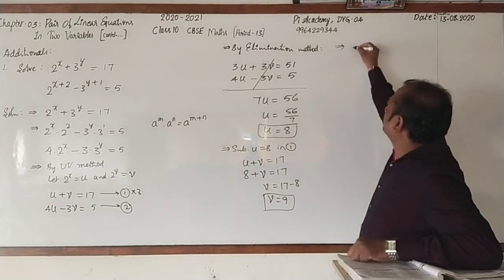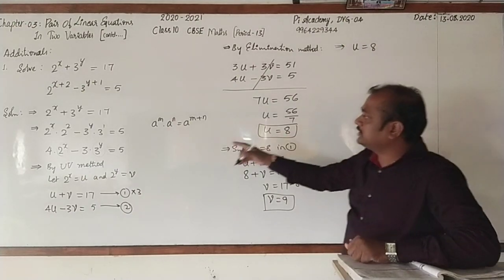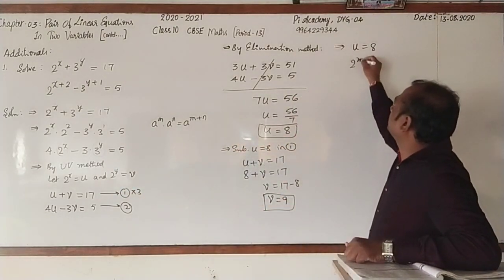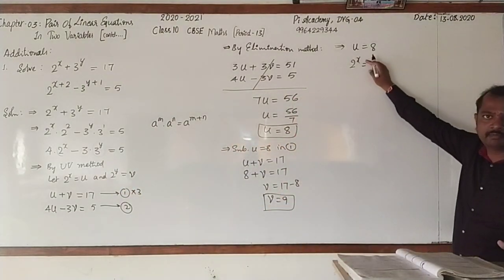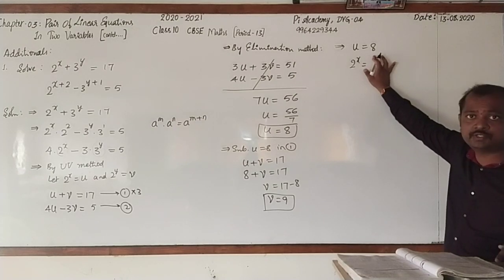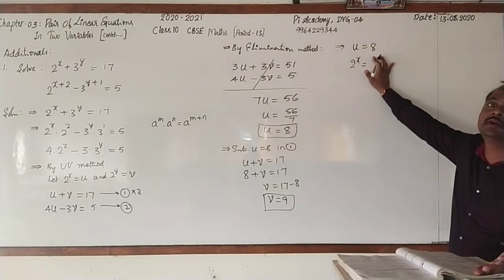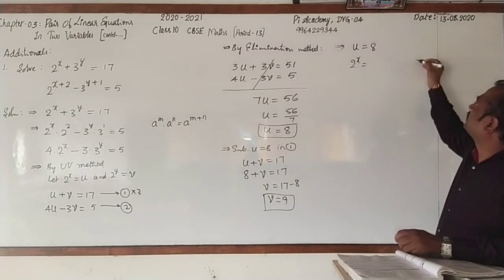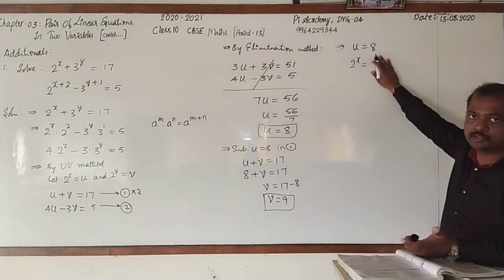Now let us take u equal to 8. What is u? We have assumed u is 2 raised to the power x. To find the value of x, 8 should also be expressed as a power of 2. Clear? So, how do you write it? It is 2 raised to the power 3.